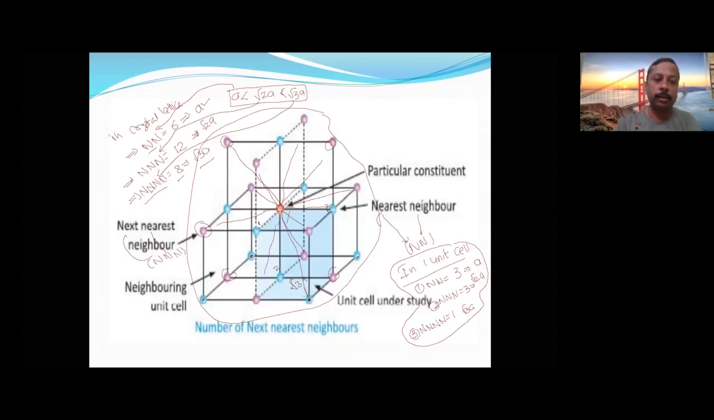Next to two next nearest neighbors. Next nearest neighbor, nearest neighbor. Okay, so that relation of number of neighbors is very, very important. If you understand this concept in the simple cubic unit cell, then I think it is more than sufficient for answering any type of twisted questions. Any type of twisted questions you will be able to clear now.